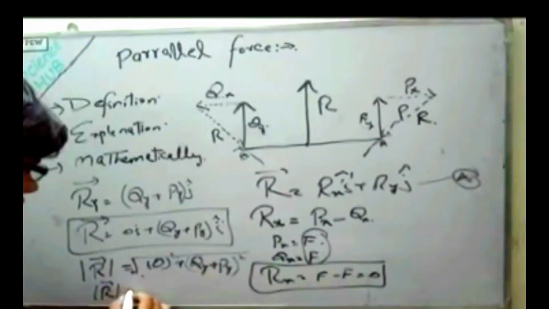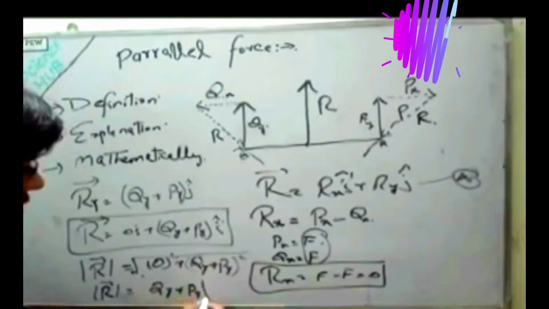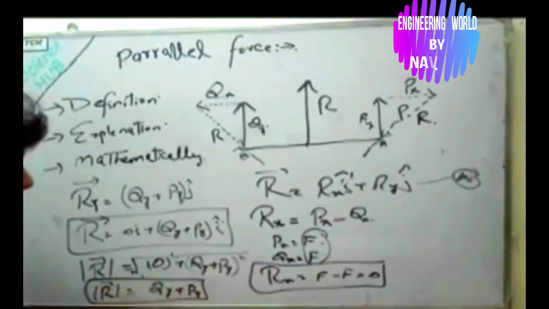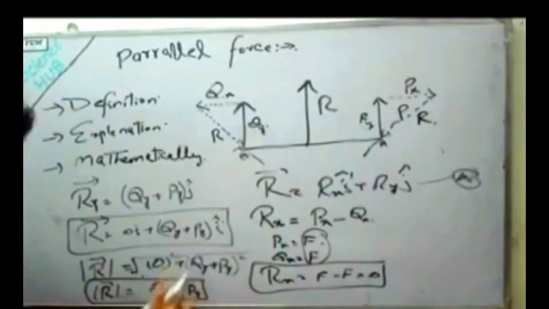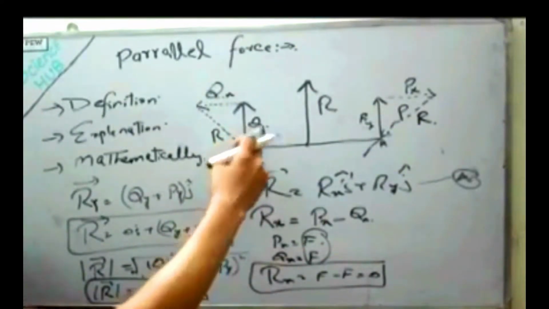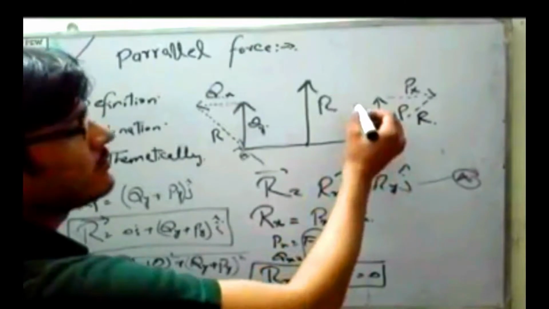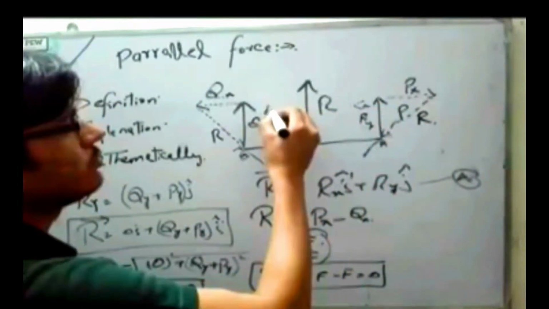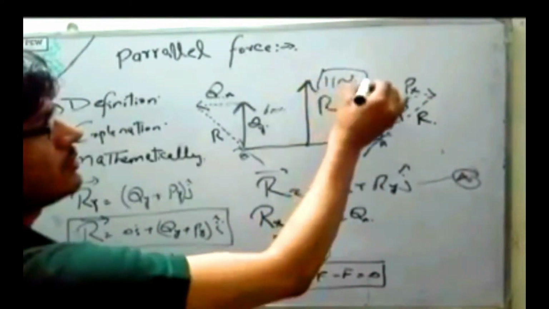So it will be equal to Qy plus Py. So this is the final resultant of this one. The resultant will be equal to the combination of the y component of Q force and the y component of P force. Let's suppose this is 5 Newton and this is 6 Newton. So the resultant will be equal to 11 Newton.